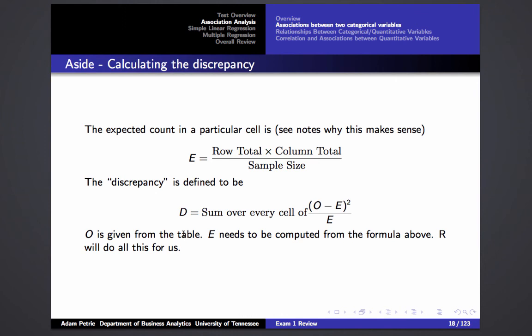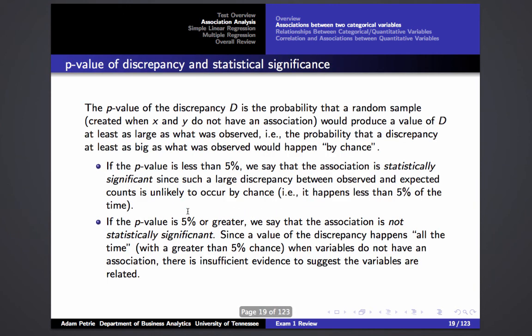So the way that we formally define the discrepancy, either the discrepancy in the segmented bar charts or the discrepancy between the contingency table and the table of expected counts, is as follows. What we do is for each entry in the contingency table, we look at the observed count, subtract off what the expected count was, square that, and divide by the expected count. And so this number here, the discrepancy, tells us how different the observed data is from what we would have expected by chance.